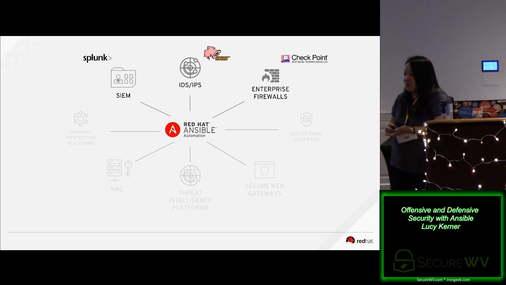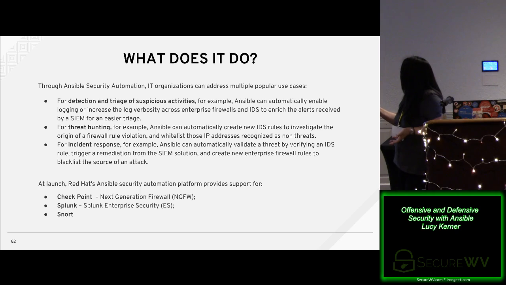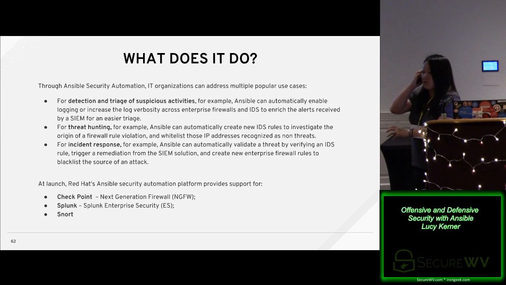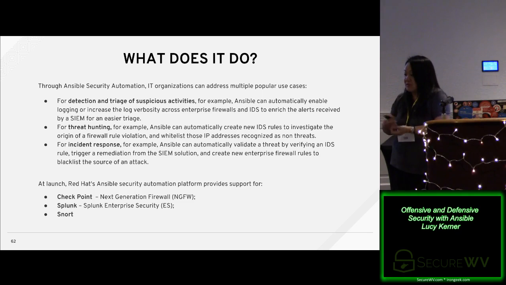The idea here is that we provide Red Hat created and supported Ansible modules and roles so that you can automate various things that you may be doing in these tools. Whether it's automatically enabling logging or increasing log verbosity across an enterprise firewall, creating new IDS rules to investigate a firewall violation, or automatically validating a threat. For these kinds of things you might want to do in an automated way, we're giving you tooling to make it easier, so that you don't have to write the script yourself. You can just use the modules and the roles.